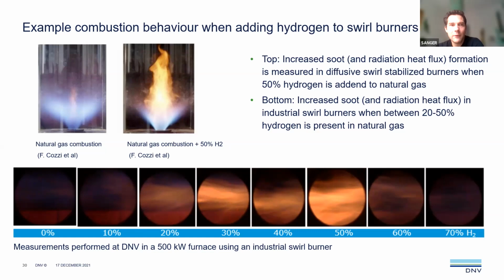That was quite interesting, and we also saw other examples in the literature who saw actually the same, as you can see on the picture above. Here you also start with a natural gas flame, a nice blue flame, no soot formation. However, when they added 50% hydrogen, they also measured quite a lot of soot. So it's basically similar to what we saw in our furnace.